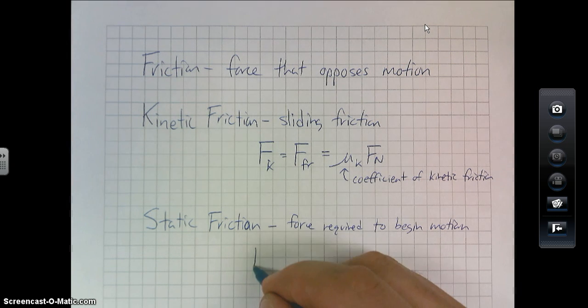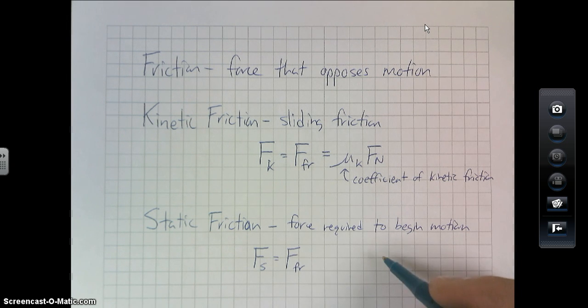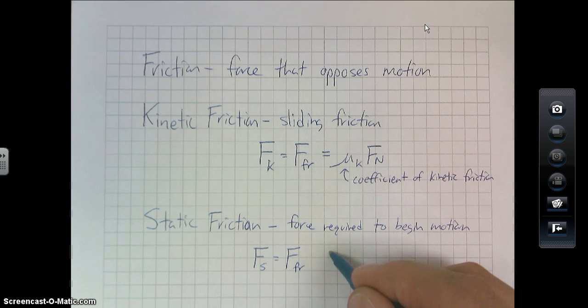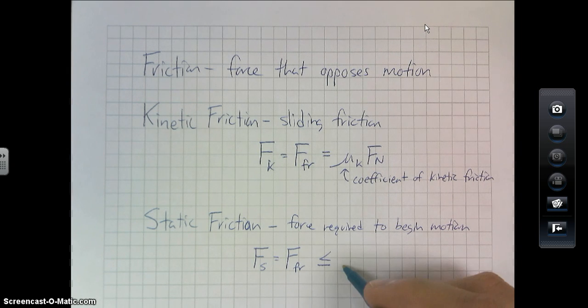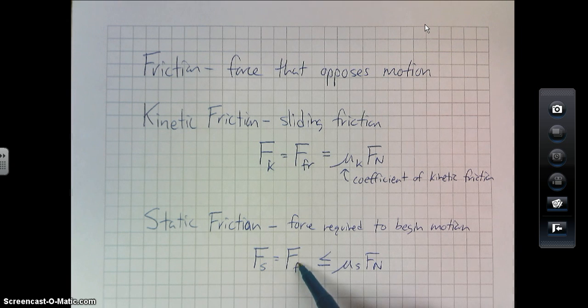So you might see this as F of S, or again, you might just see it as F of R. A thing a little different about this is that this particular friction is either less than or equal to mu of S times F of N. And the reason that it's a less than or equal to is that the force of friction is greatest at the very beginning, and then it gets less after you break the coefficient of static friction.